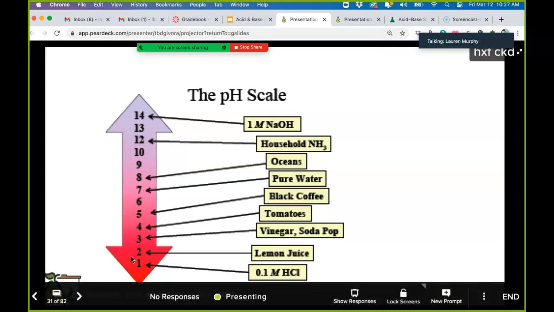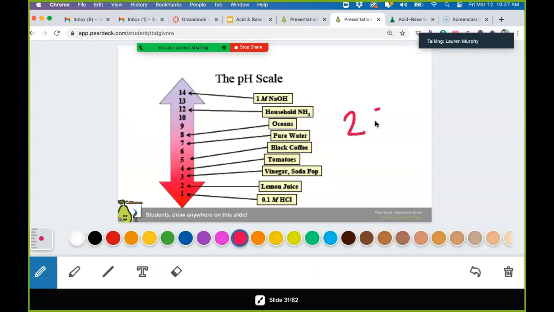So again, 1 is your really, really strong acids, 14 is your really, really basic, and 7 is considered neutral, which is pure water. And again, this is the pH scale at 25 degrees Celsius. This is not what the pH scale would be if we changed temperature, which we will discuss down the road. So neutral being 7 is only true at 25 Celsius. Neutral is not at 7 when you're not at 25 Celsius, and yet it's still neutral. Okay? Again, we'll talk more about that later.